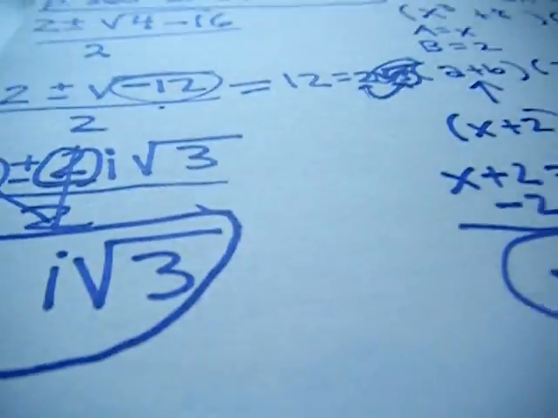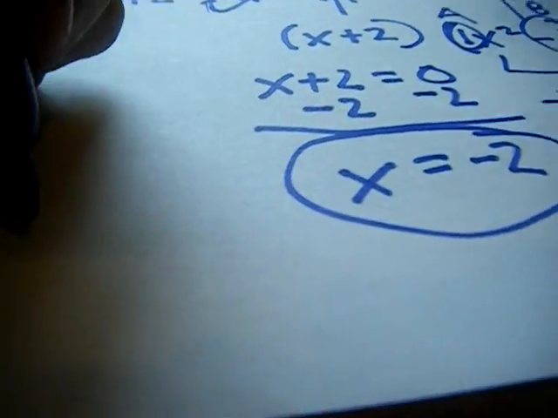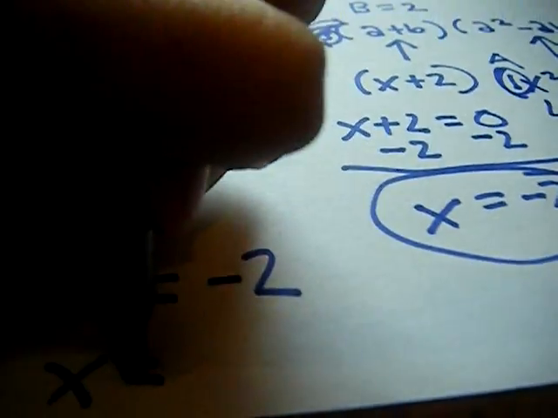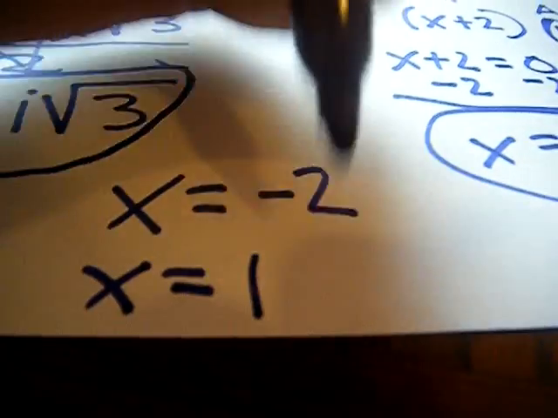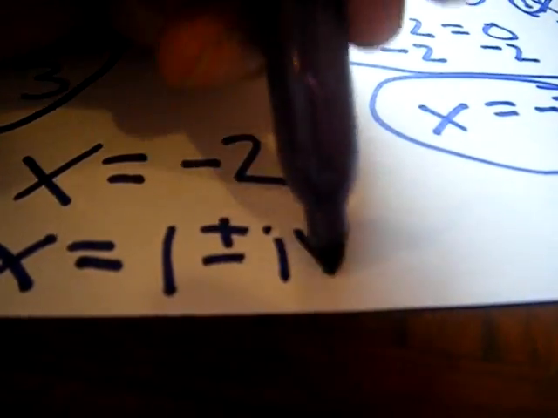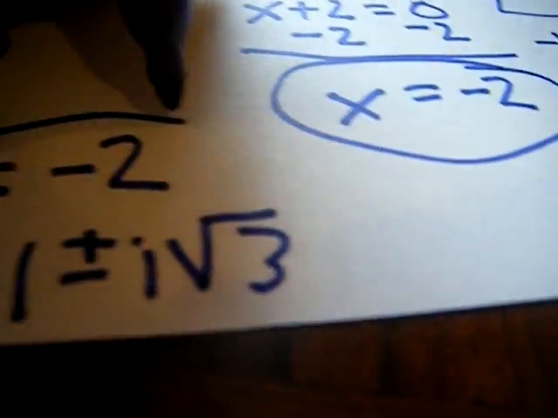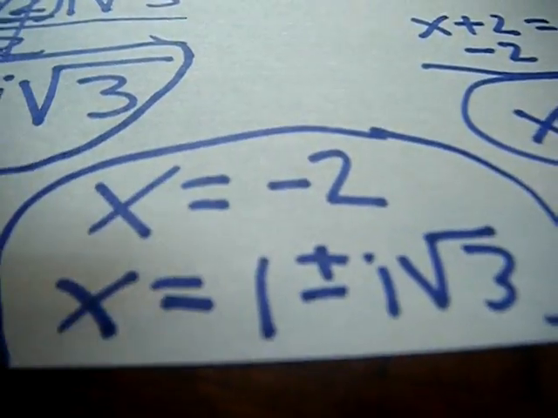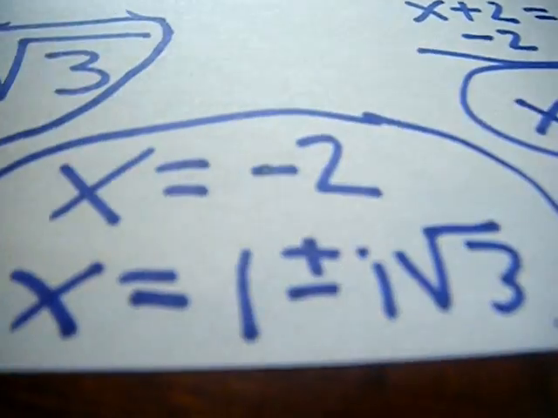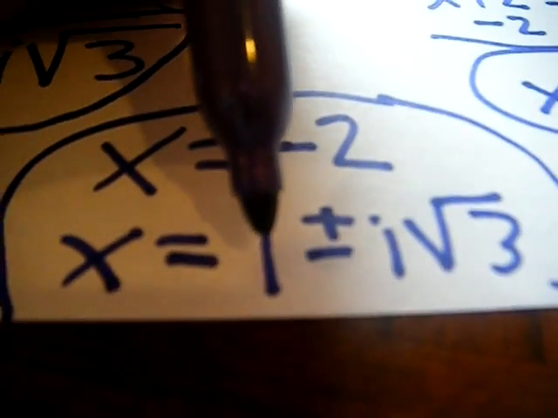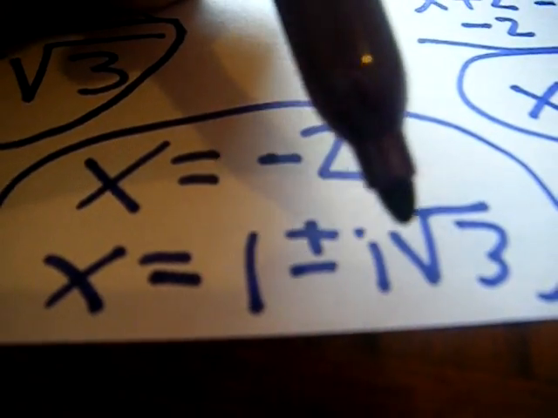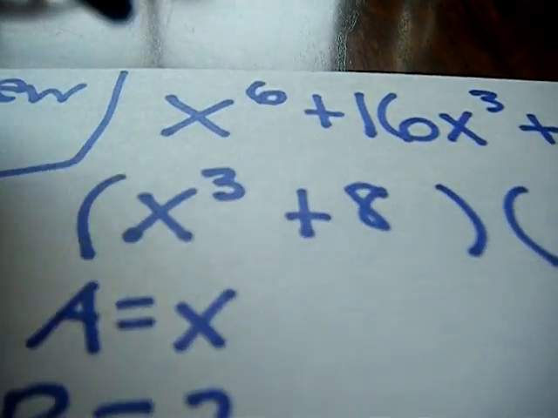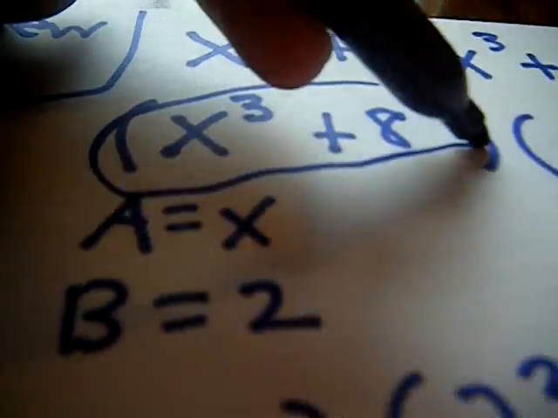So then your two solutions in the end would be x is equal to negative 2 and x is equal to 1 plus or minus i root 3. And what you would know is that this is a negative 2 with a multiplicity of 2, and this is 1 plus or minus i root 3 with a multiplicity of 2, because we only solved for one part.